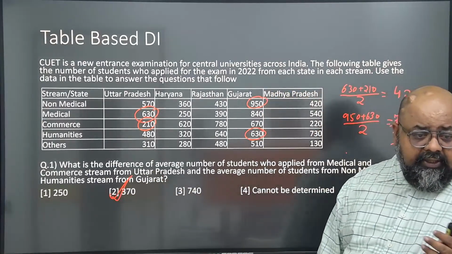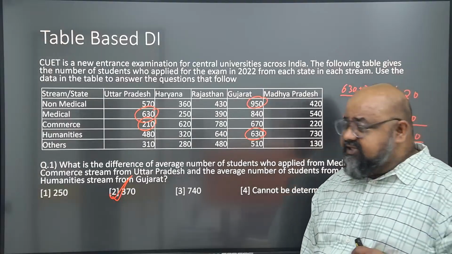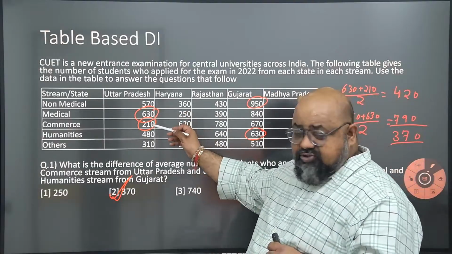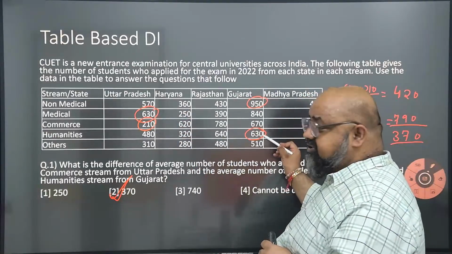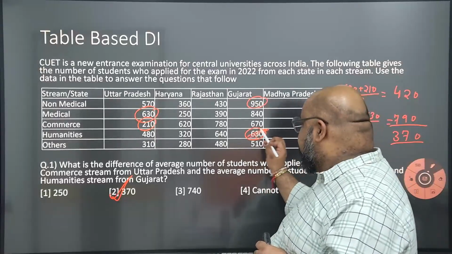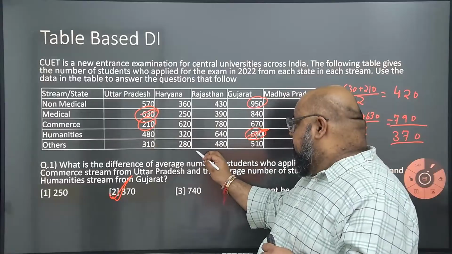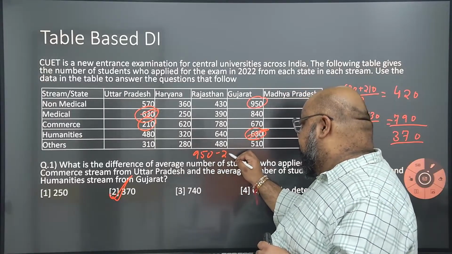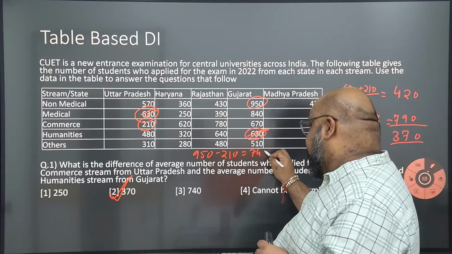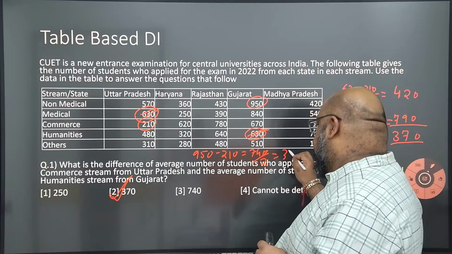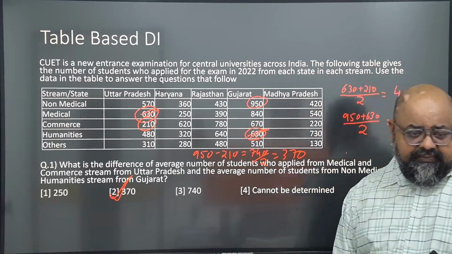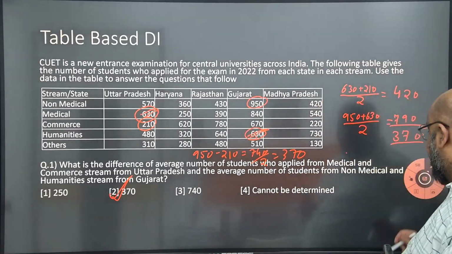है ना? या मैं क्या करता, मैं डिफरेंस निकाल के एवरेज निकाल लेता. 630 plus 210, 950 और 630 का डिफरेंस निकालना है. देखो 630 तो कैंसिल हो जाएगा, बचा 950 minus 210. 950 minus 210 is 740. इसका एवरेज निकालना था, तो 370 यहाँ से भी आ सकता है. क्वेश्चन नंबर 1.